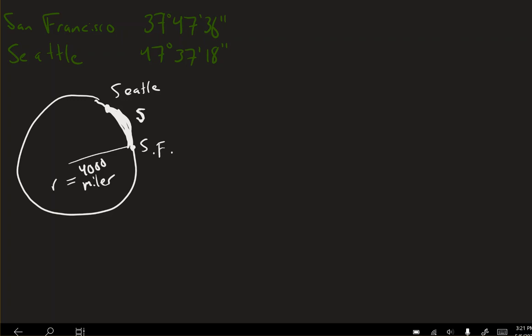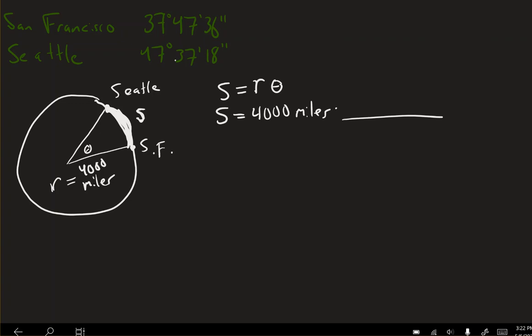So it looks like I have r, looks like I have s, and we have a formula that ties all those together. S equals r theta. And so we're on our way. I have the thing I want to solve for. I know this variable. And then I need to know theta. So that would be the angle in between right here. Well, if I know this is a little more than 47, and I know this is a little more than 37, then the difference between those is going to be what theta is.